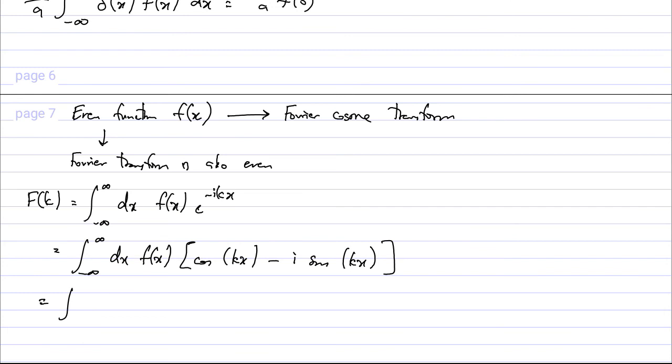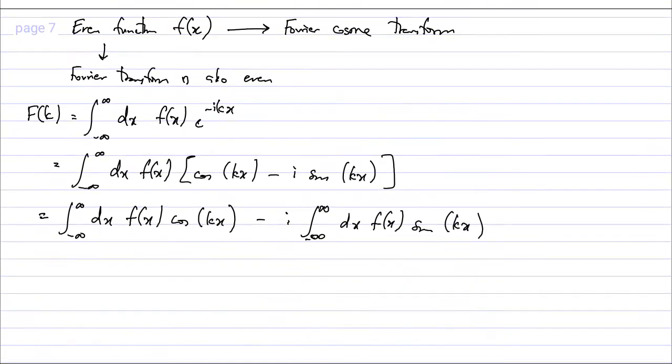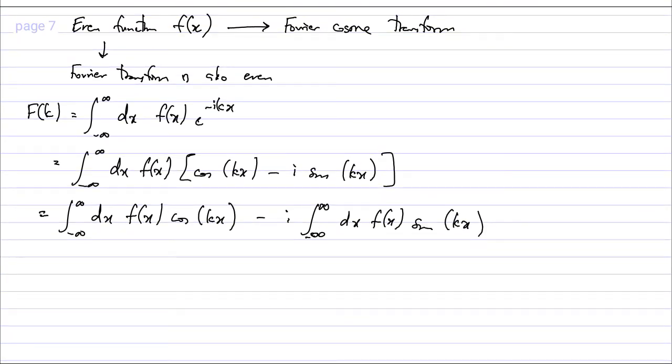Okay, and you can split up this integral into two parts, of course, and you have minus i times the integral from minus infinity to infinity dx f of x sine kx. Now f of x is even. An even function multiplied by an even function is also an even function. An even function multiplied by an odd function is an odd function. An odd function multiplied by an odd function is an even function. Okay, these things are very easy to prove.